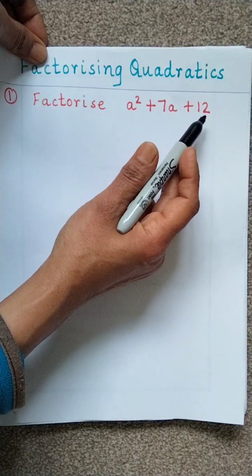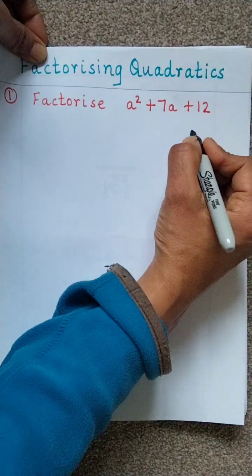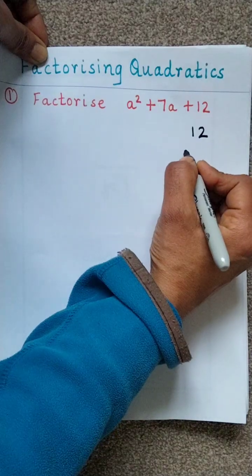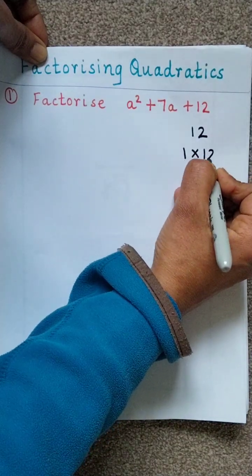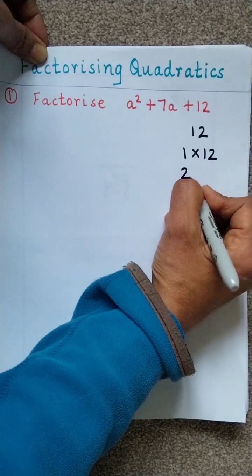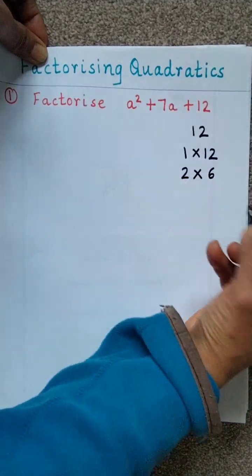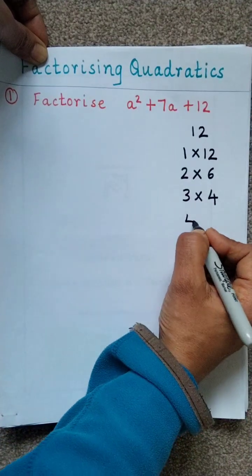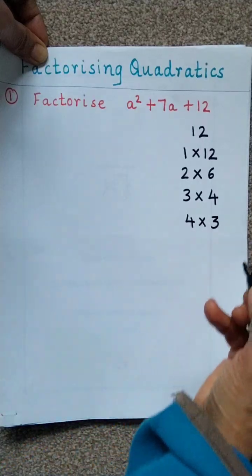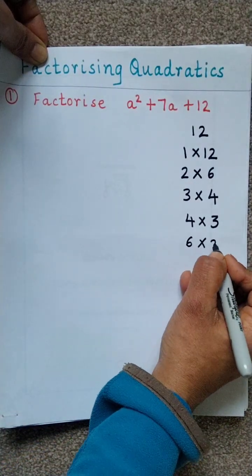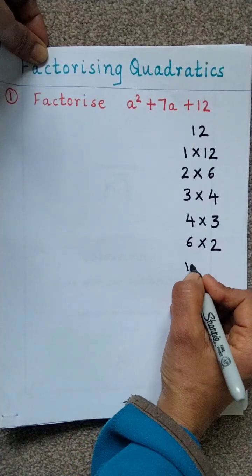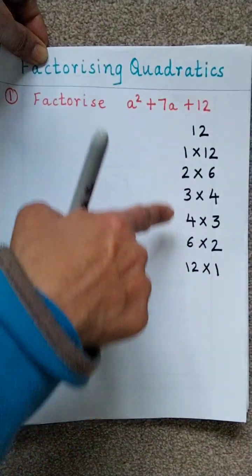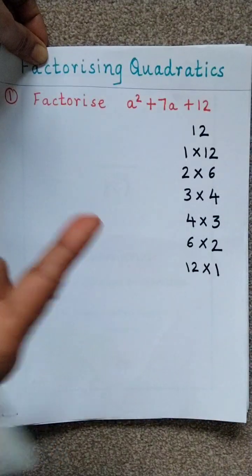So we select the last term, that is 12, and we will write 12 in the form of product. Okay, so 12 can be written in the form of product as 1 times 12, or 2 times 6, or 3 times 4, or 4 times 3, or 6 times 2, or 12 times 1. So these are the different ways we can write 12 as a product.